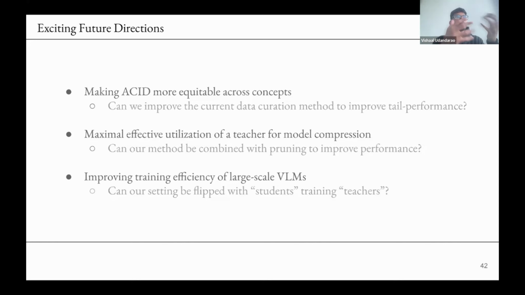And finally, all of our methods that we've talked about are for training inference-efficient models, but there is no reason for you not to flip the setting and have the student be the teacher for training very large-scale VLMs efficiently.